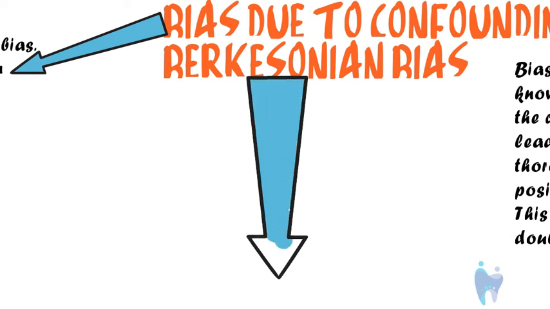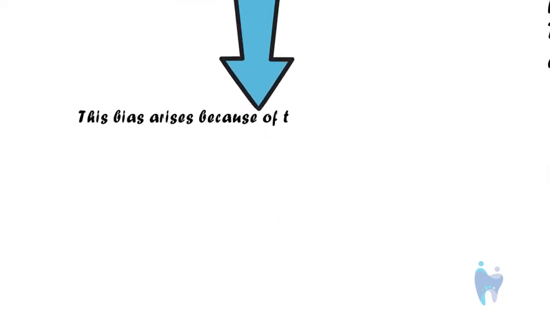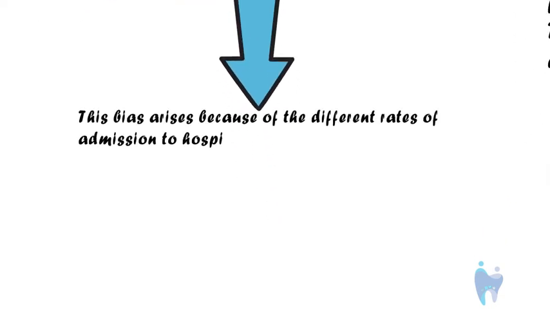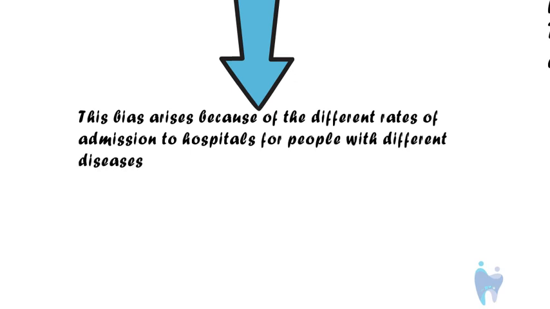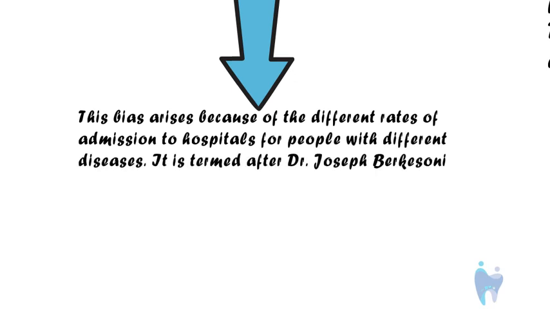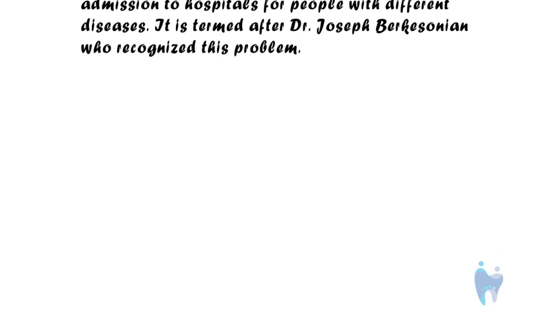Berksonian bias. This bias arises because of the different rates of admission to hospitals for people with different diseases. It is named after Dr. Joseph Berkson, who recognized this problem.